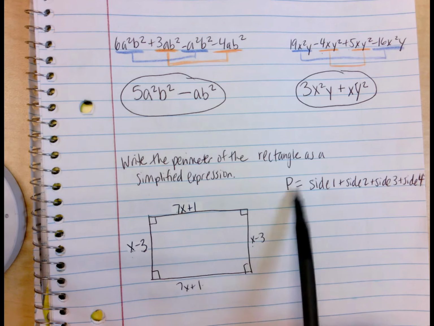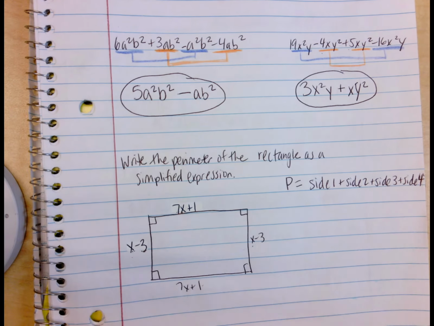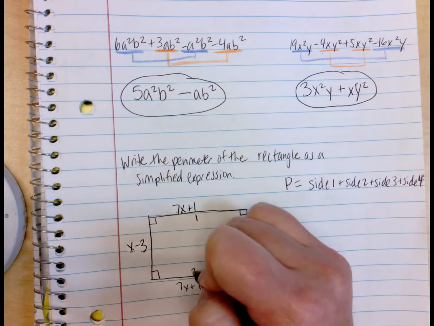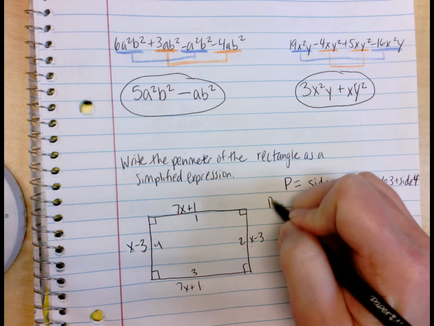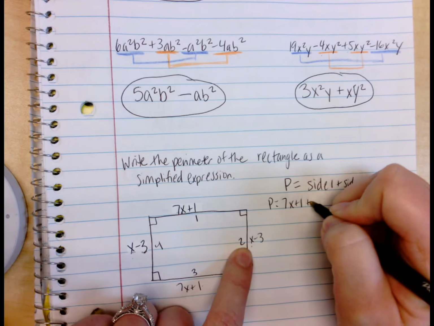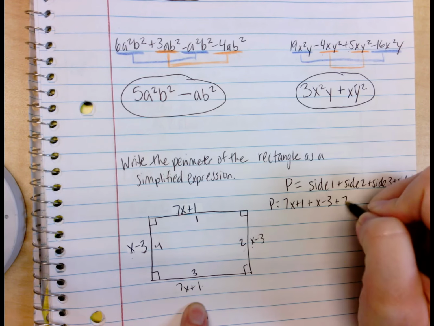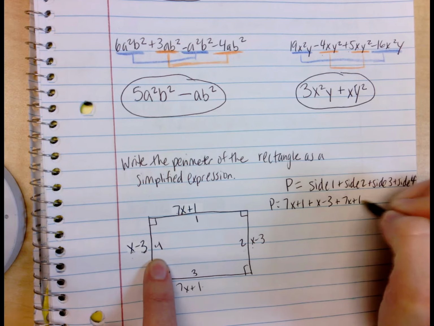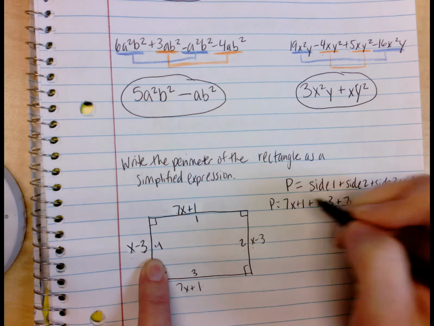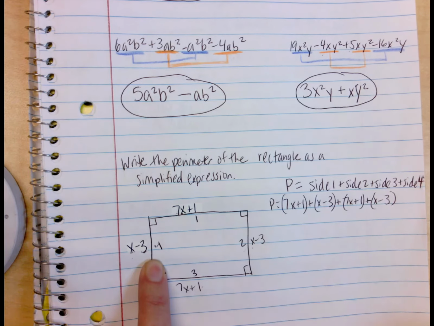So asking to find the perimeter, we know now the length of each of these in variable terms. So I can add these together. We'll call this side 1, 2, 3, and 4. So perimeter is going to be the first side, 7x plus 1, plus the second side, x minus 3, plus the third side, 7x plus 1, plus the fourth side, x minus 3. Okay, and so it might help to have those in parentheses. Okay, you can do it that way.